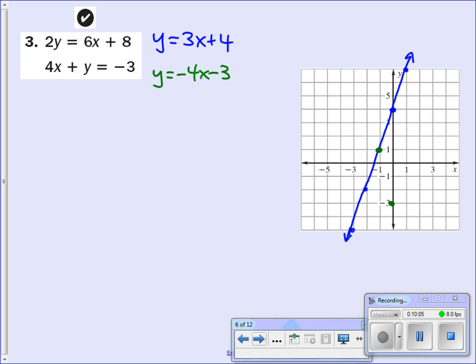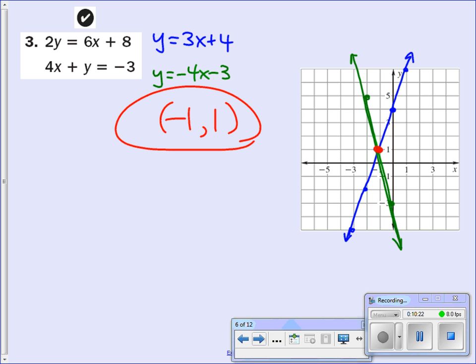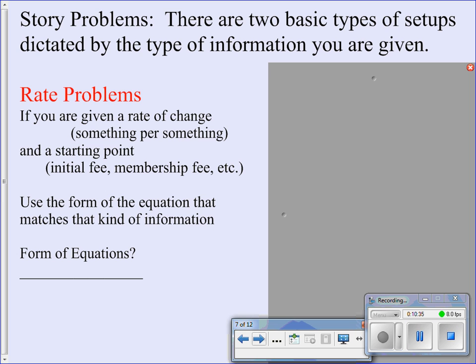I'd likely get the ordered pair that would be a solution. Again, not my finest line, but I did get my ordered pair, and in this case, my ordered pair would be (-1, 1). Do a quick mental check. Does that actually work? 6 times -1 plus 8, yep, that's going to be 2 times 1. 4 times -1 plus 1, -4 plus 3. Yep, that works. Kind of do a quick mental check for these.